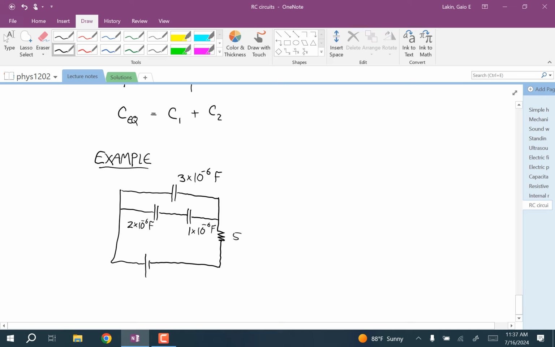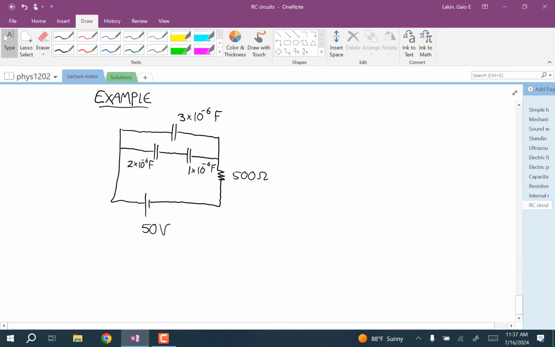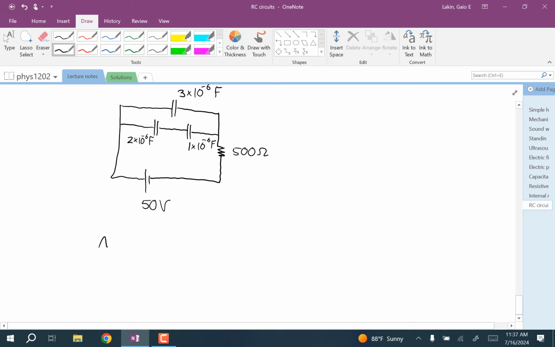And the resistor is 500 ohms. And the battery is 50 volts, so the EMF is 50. And let's say that as this charges, we want to know what's the current and the voltage in the resistor.